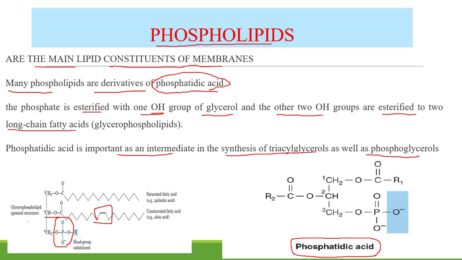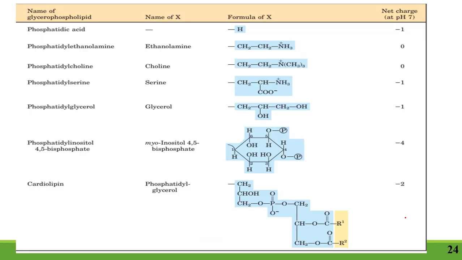Okay, phosphatidic acid is composed of glycerol, one and two fatty acids, and a phosphate group. Here, instead of this oxygen group, we can have a lot of compounds and they produce different types of phospholipids. The O in phosphatidic acid is substituted by a different compound, as you can see here.